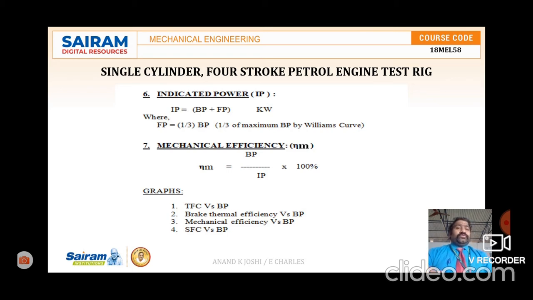Later, once you find out all these parameters, we can plot the various parameters on a graph, like total fuel consumption versus BP, brake thermal efficiency versus BP, mechanical efficiency versus BP, and specific fuel consumption versus BP. These are the things we are going to find out. You can plot the graph.